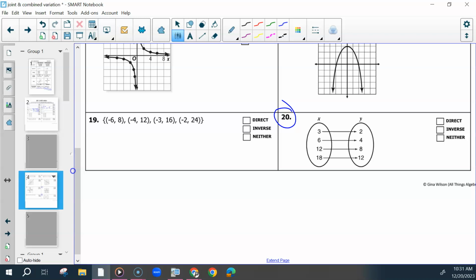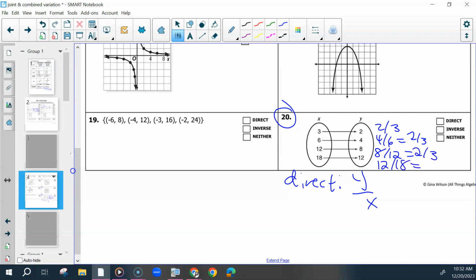If you think it's direct, you're going to do y divided by x. And see if you get the same thing for each one. Start dividing. 2 divided by 3. 4 divided by 6. What would that simplify to? 2/3. 8 divided by 12. What would that simplify to? Also 2/3. And then 12 divided by 18. What would that simplify to? Also 2/3. So since we got 2/3 for each one, by dividing, it is direct.